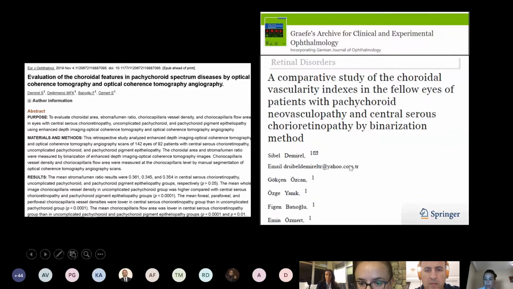Sorry, this is the second paper I mentioned before. We published it 3 days ago, and it is about the choroidal morphological differences fellow-eye-wise in different choroidal diseases.